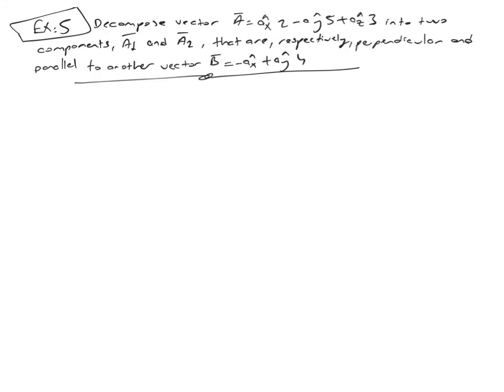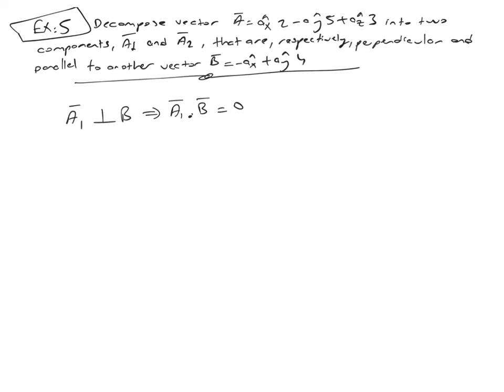Example 5. Decompose vector A into two components, vector A1 and vector A2, that are respectively perpendicular and parallel to another vector B. Let's say vector A1 is a part of vector A and it is perpendicular to vector B. Then the dot product of vector A1 and vector B is equal to 0.